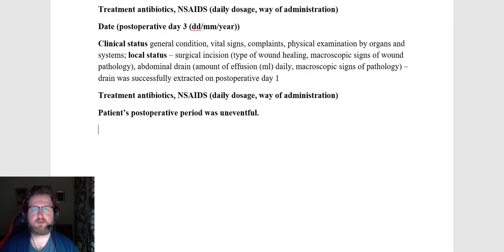And the next sentence, its final sentence, you write down that on such date, at a certain time, hours, minutes, the patient was successfully discharged from the hospital.